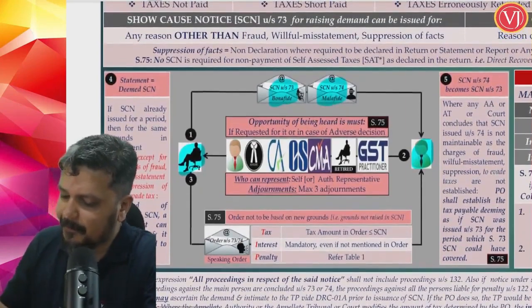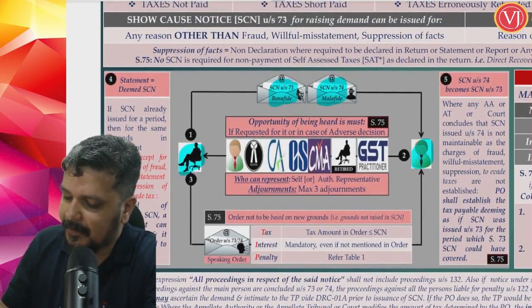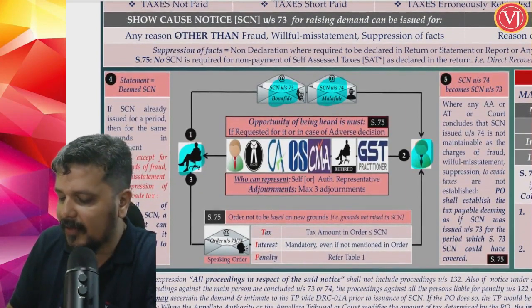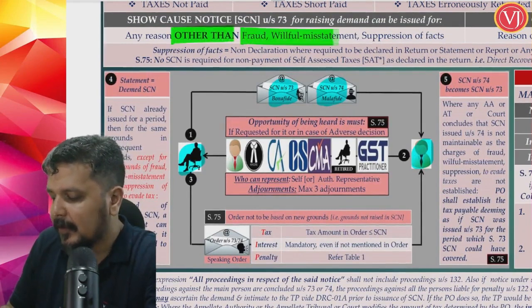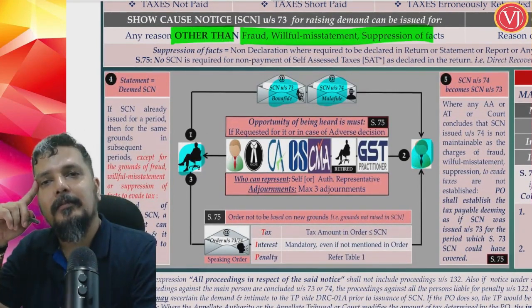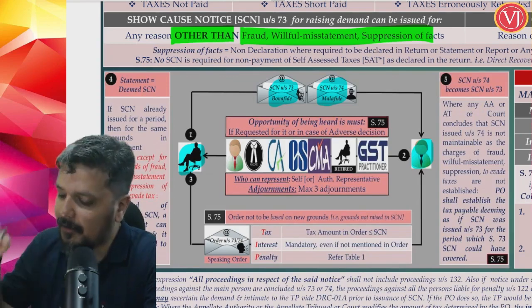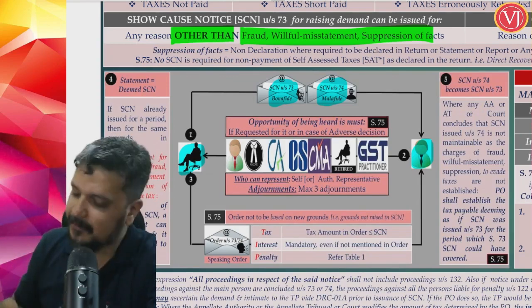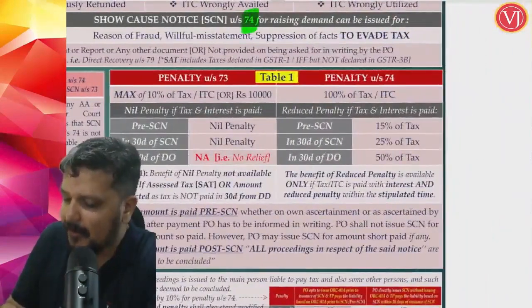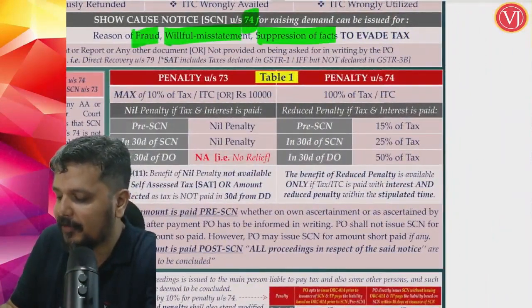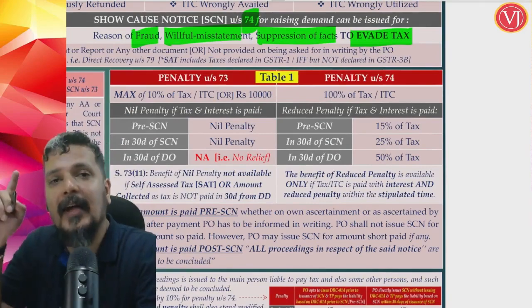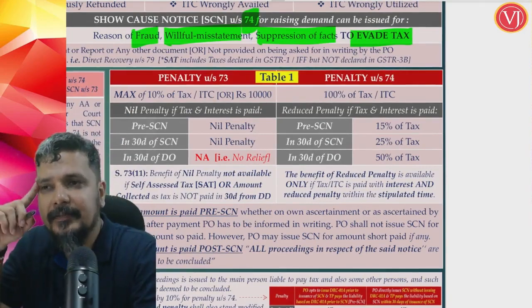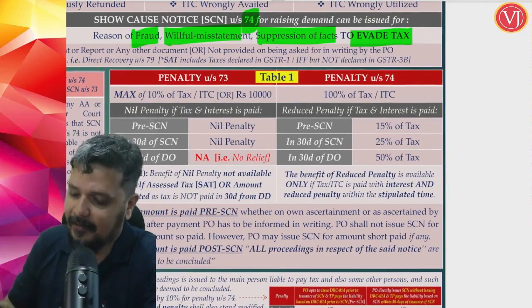If you are talking about a scenario where a show cause notice is given for any reason other than fraud, misrepresentation or willful misstatement, then it is a bona fide case. If a show cause notice is given because of fraud, willful misstatement or suppression of facts with an intention to evade tax, then it is a fraudulent case.